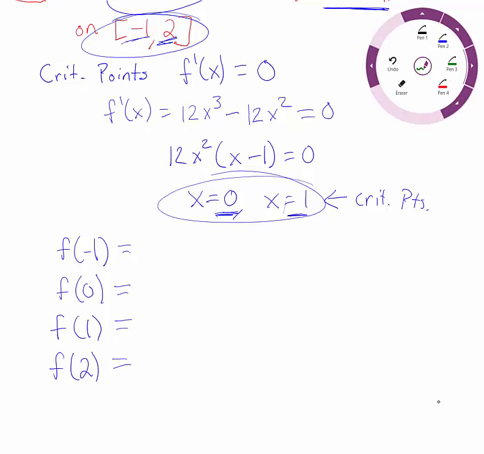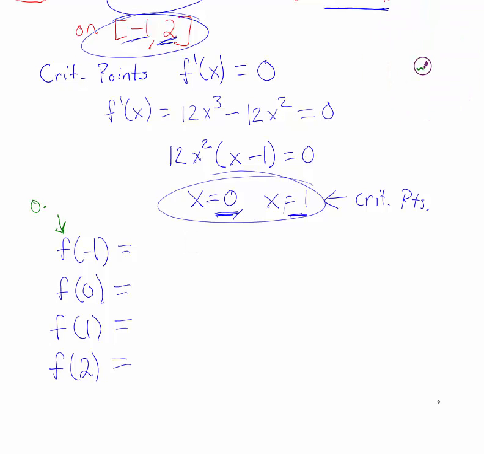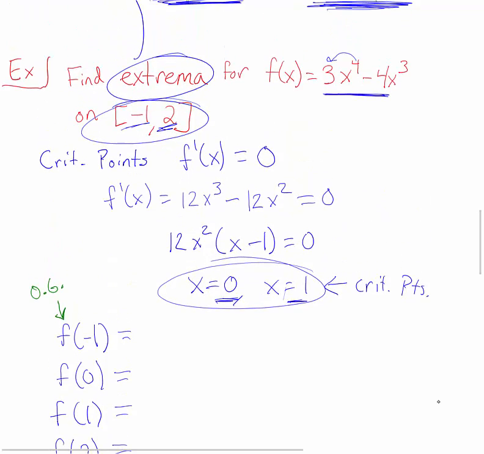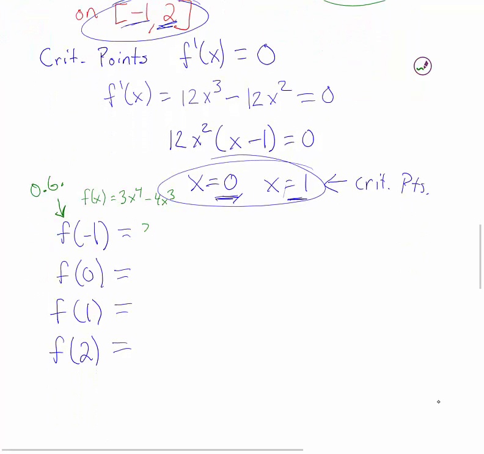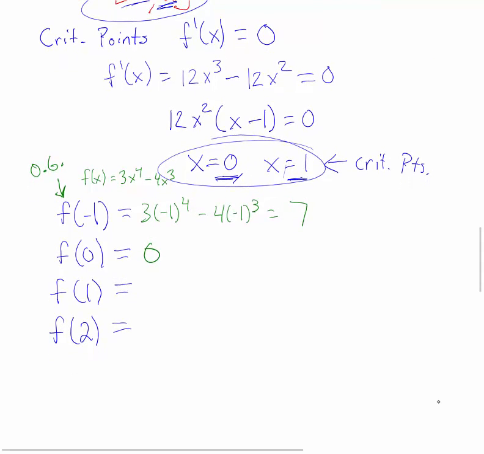Okay, so this is f. So that's the original. We're checking it in the original, not the derivative. So we're going to plug it into that original f of x equals 3x to the fourth minus 4x cubed. So that's 3 times -1 to the fourth minus 4 times -1 cubed. That's going to be 3 minus -4, which is 7. Then f of 0, 0 minus 0 should give us 0. f of 1, 3 minus 4 is -1.